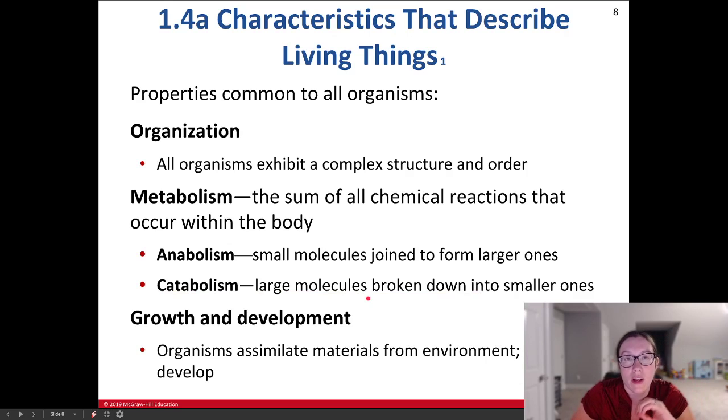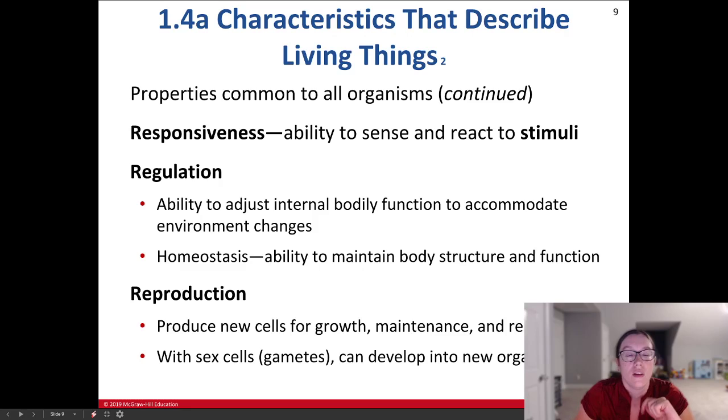The third property that's common is that all living things are going to grow and develop. And in order to do this, they need to take in things from the environment and utilize the energy they get from there to nourish themselves and grow and develop. All living things are also responsive to external stimuli. They have the ability to sense and react to stimuli, and the nervous system is going to be really important for this. The second half of this course is going to be talking about the nervous system.